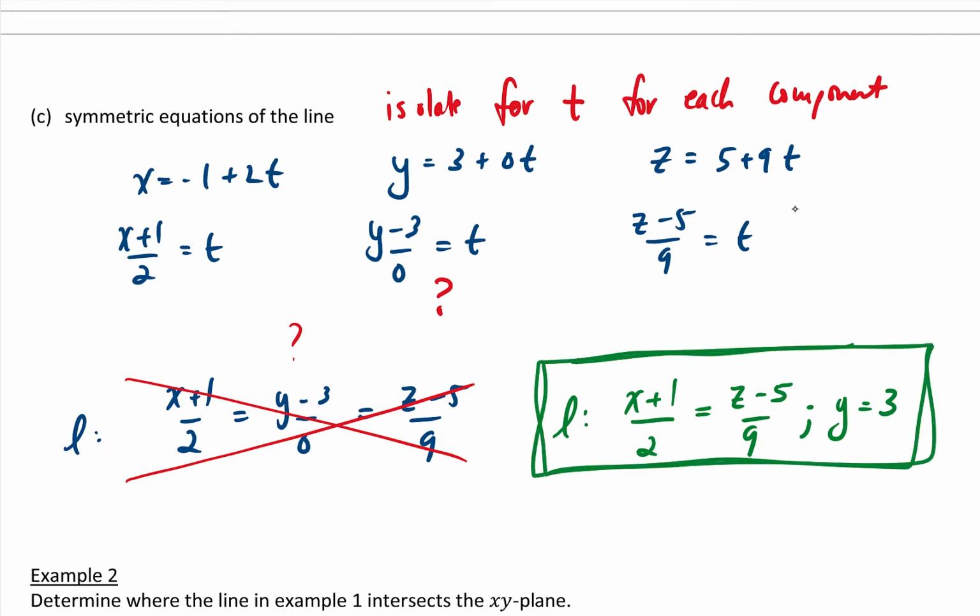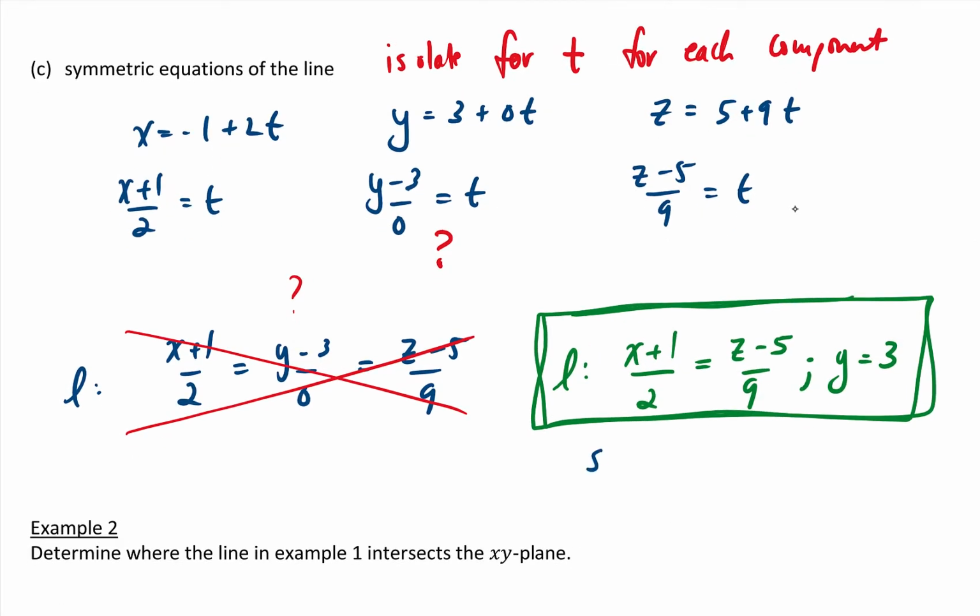So again, when there's a 0 in the direction vector, determine the symmetric equation in a similar way as we've shown here. So again, this is called our symmetric equation of a line. So we have three forms. We have our vector, our parametric, and our symmetric equation of a line in 3-space.